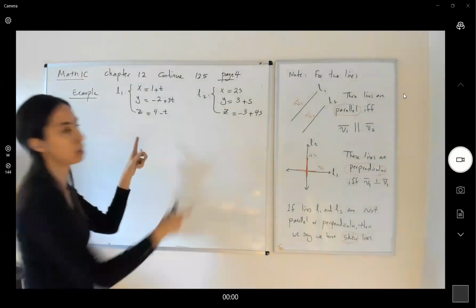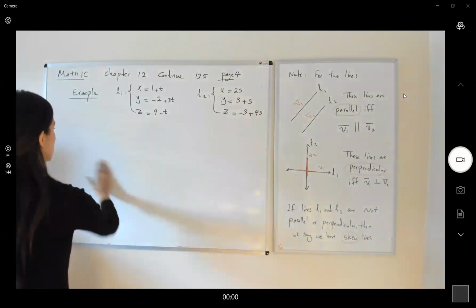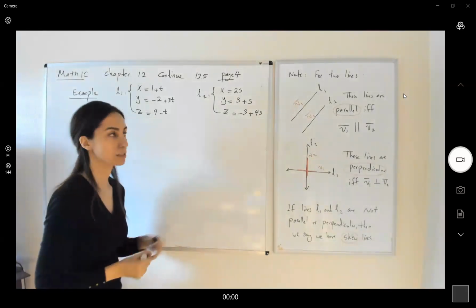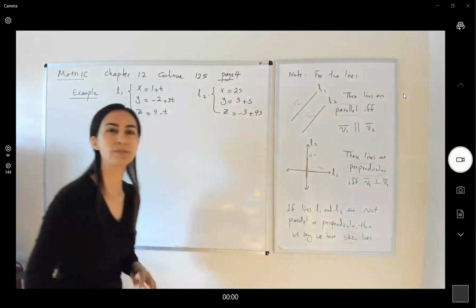Okay, our goal is to analyze these two lines. What's the relation between these two lines? Are they parallel to each other? Are they perpendicular to each other? Or do you have skew lines?